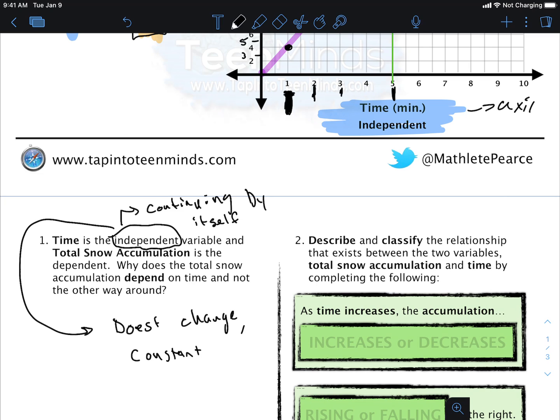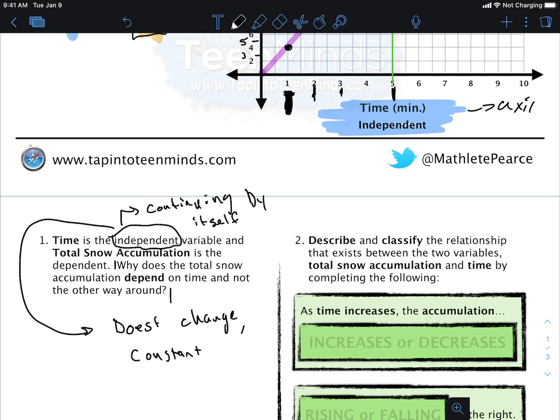Now, why does the total accumulation depend on time and not the other way around? Because that's the second part of this question here, right? Because time is constant and something else can change. Time doesn't change, right? I could sit here and do nothing, time still goes on. Or I could choose to do stuff and it doesn't matter. Time just continues to go on. The snow changes, right? Does that make sense? So that's what they've done here.